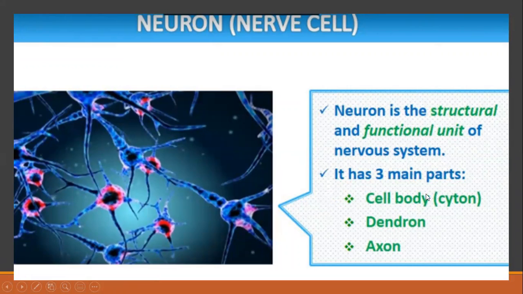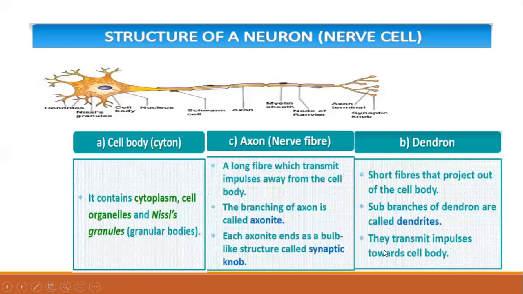What is a neuron made up of? As I told you earlier, it is made up of cell body cyton, dendron and axon. Now this diagram is again very important. At least 4 labelings you have to show for the structure of neuron or nerve cell. This is the diagram showing neuron or nerve cell. It has 3 major parts: cyton, axon and dendron.